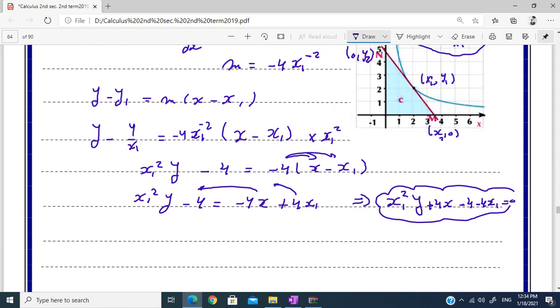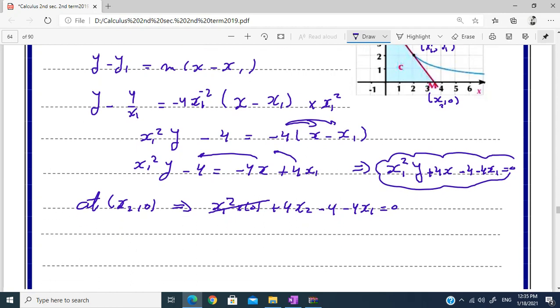The intersection with the x-axis at the first point (x2, 0), by substitution x equals x2 and y equals 0. So x1 power 2 times 0 plus 4x2 minus 4x1 equals 0. So this part will be cancelled. So x2 will be 1 plus x1. This is the value of x2.